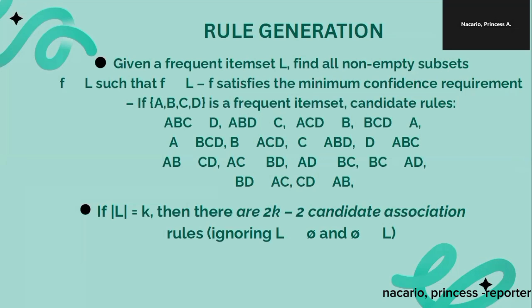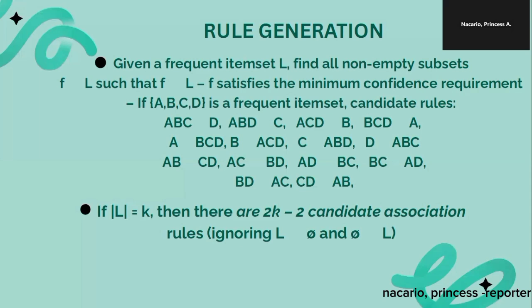Now, let's move on to rule generation. Once we have the frequent item sets, the next step is to generate rules from them. So how do we do that? Given a frequent item set L, we find all non-empty subsets f of L, then we form a rule f implies L minus f and check if it meets the minimum confidence requirement. In short, the rule must have high enough confidence to be considered valid.